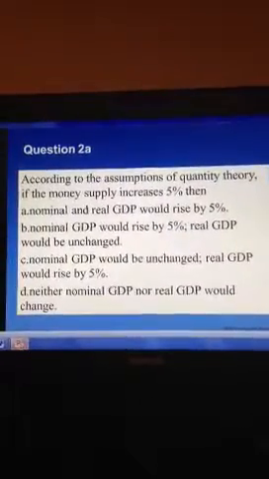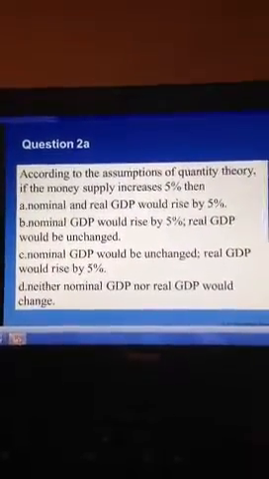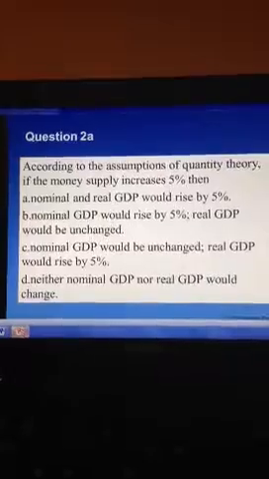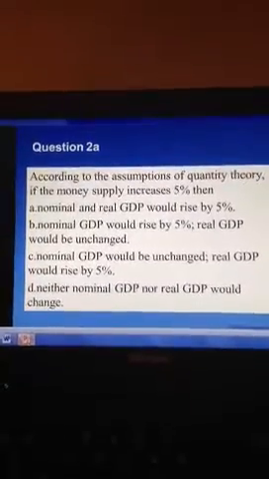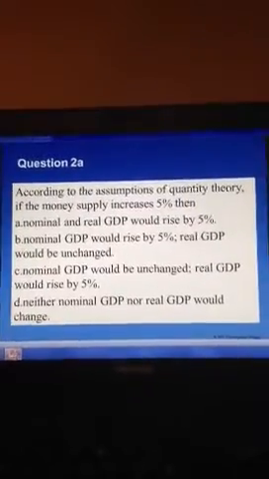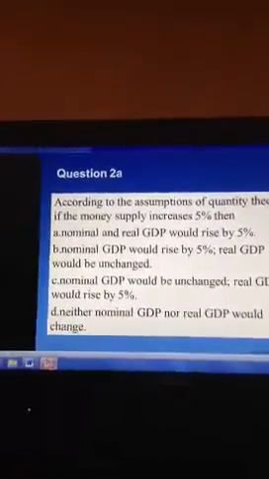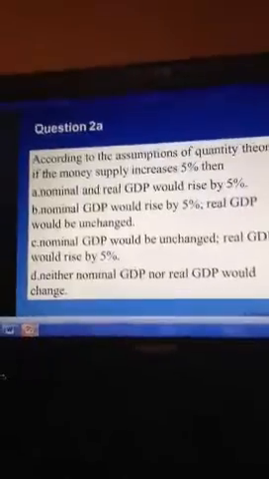The next question we have is, according to the assumptions of quantity theory, if the money supply increases 5%, then A, nominal and real GDP would rise by 5%. B, nominal GDP would rise by 5%, real GDP would be unchanged. C, nominal GDP would be unchanged, real GDP would rise by 5%. Or D, neither nominal GDP nor real GDP would change.